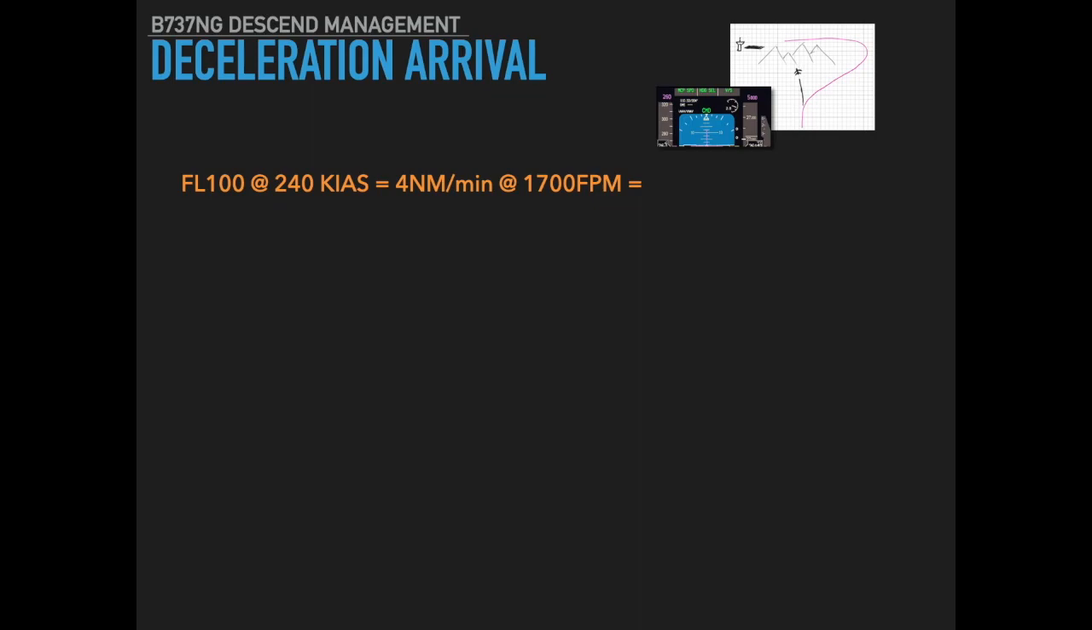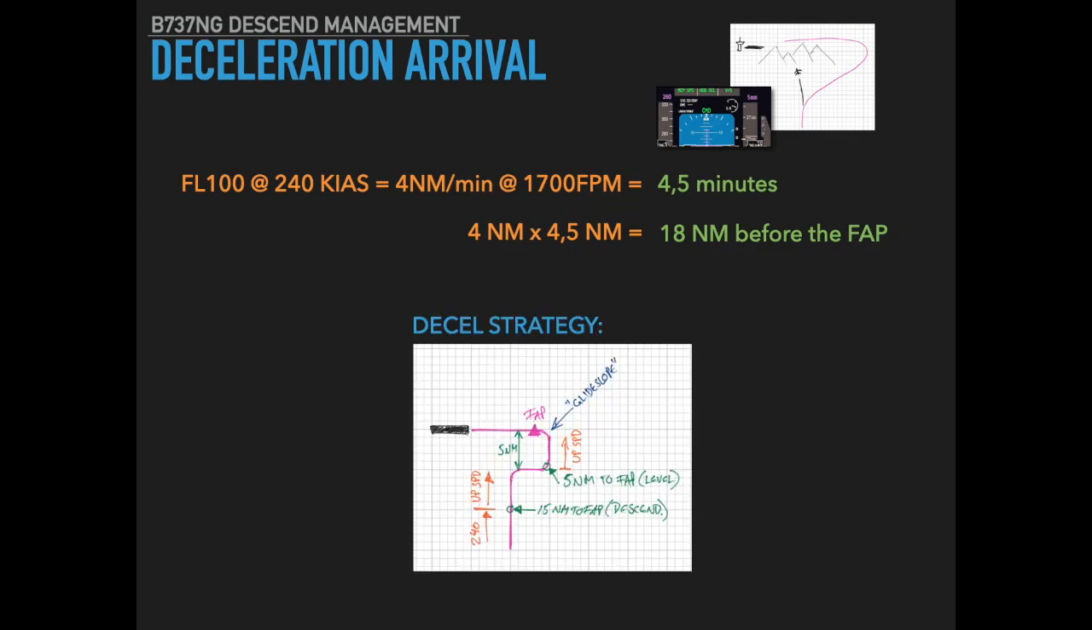At 240 knots, the jet travels at 4 miles a minute. From flight level 100, you know from earlier that this speed will result in a 1,700 feet per minute rate of descent, giving you 4.5 minutes to reach the average final approach altitude of 2,500 feet. This means that you need 18 miles to descend before the final approach point. And then you also need additional distance to decelerate and configure for final approach.